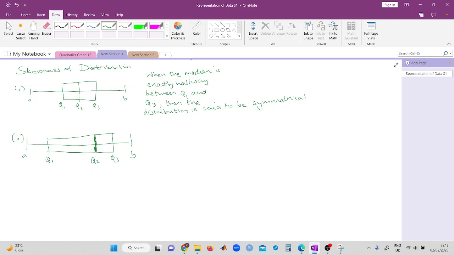So in this case, we find that the median is closer to the upper quartile. One way to call the distribution is that it is said to be negatively skewed. It leans a little more towards the negative side, towards the upper quartile. Okay? Most data are at the end.